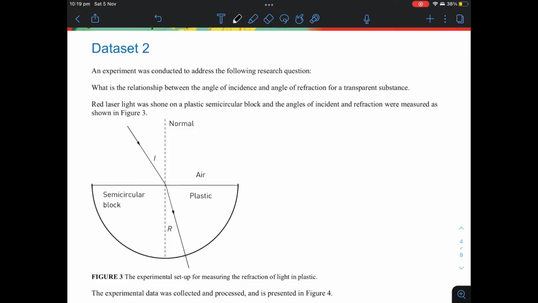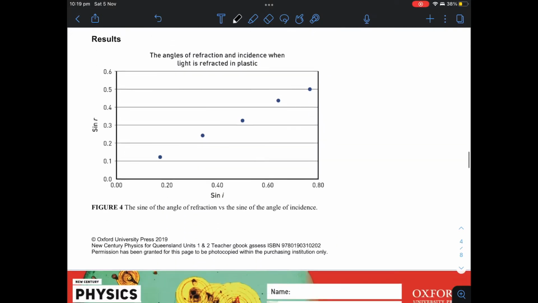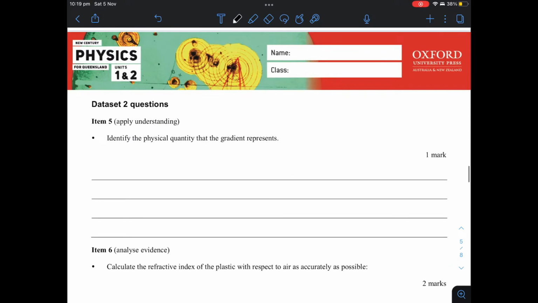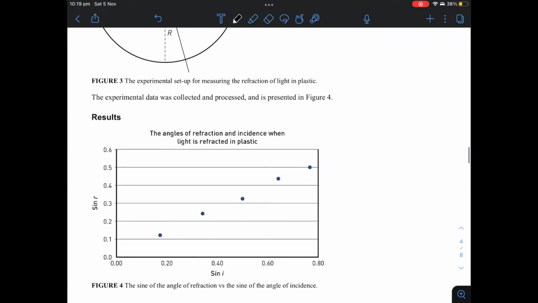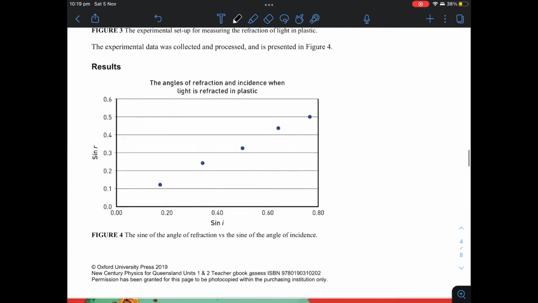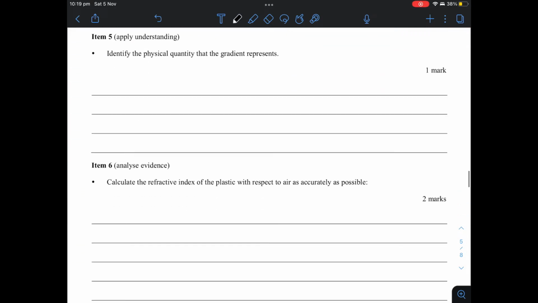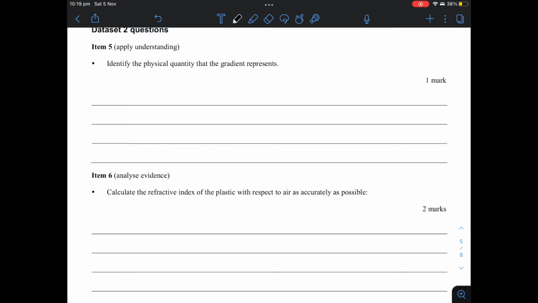Okay, in this data set we have data about refraction. So we have angles of incidence and refraction measured and plotted. And we're going to basically look at Snell's law in this data. So what does the physical quantity of a gradient represent?